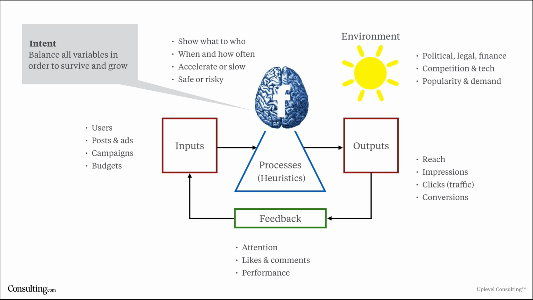And its intent is to balance all variables in order to survive and grow. So it's looking at all of the stuff that's coming in, all the outputs, all the feedback, the environmental changes, and it's running all of these processes, and it's just trying to balance things so that it can survive. That's its most important intent, survive. Second one, grow. And so overall, that's what it's trying to do.